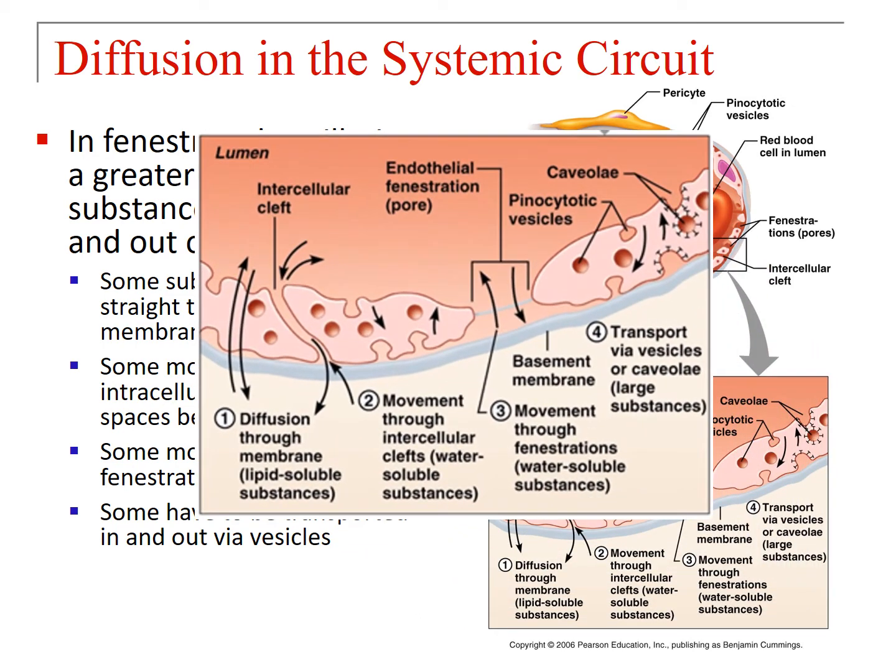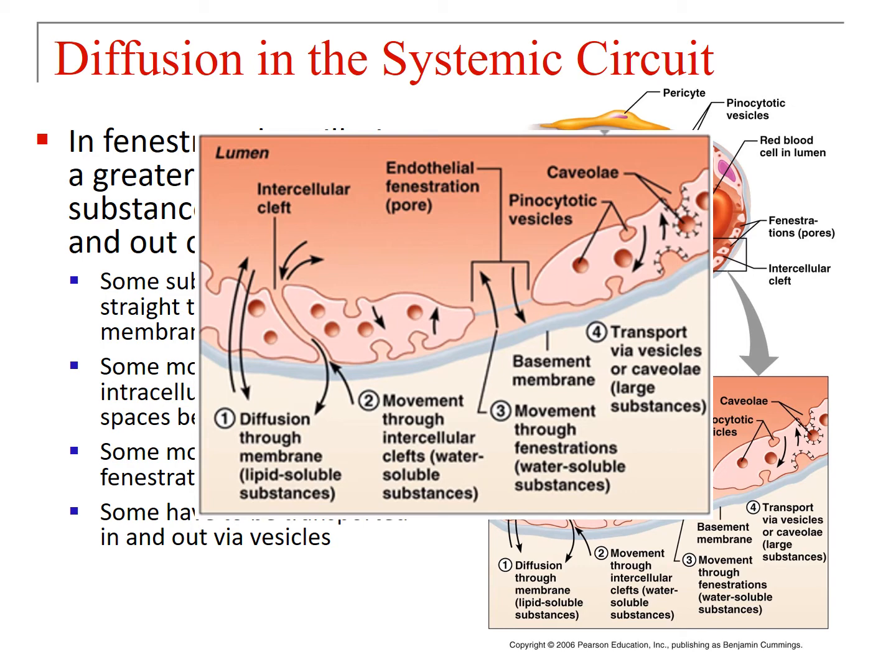The first one that I'm going to mention on the left is diffusion through the membrane. We've discussed diffusion through the membrane before. Basically, it's going to be small lipid-soluble substances generally. The second mechanism is movement through intercellular clefts. Here you're going to have water-soluble substances moving through, as opposed to lipid-soluble. Water is able to move between the cells, through the intercellular cleft, and so of course it will carry solutes with it.